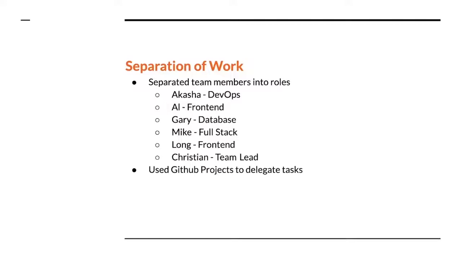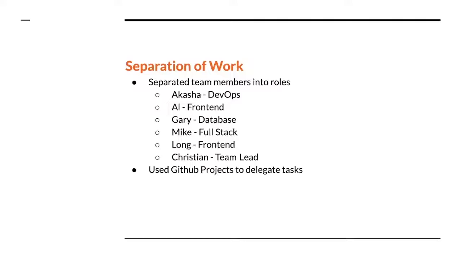We separated the work in terms of roles, so everybody had a different role. Akasha was doing DevOps work, which meant he worked on the front end, back end, and also some server-related stuff. Al worked primarily on the front end. Gary worked on the database. Mike was full stack, so he went between the front end and the back end whenever he was needed. Long worked primarily on the front end, and I also hopped between all different projects as was needed.